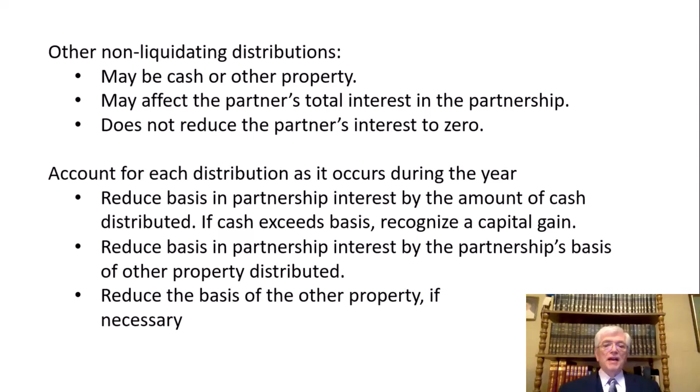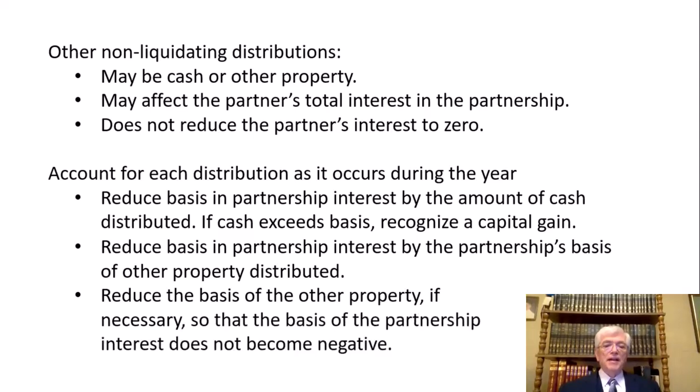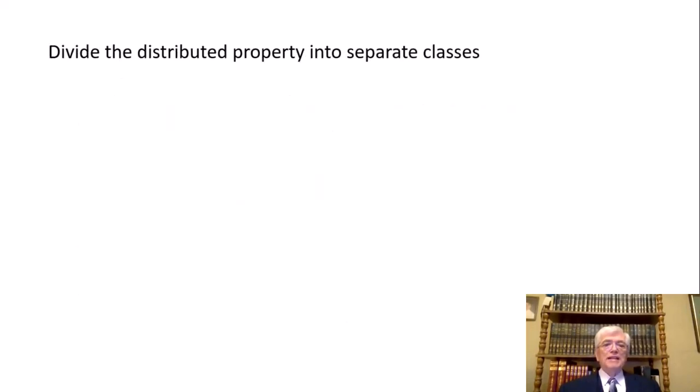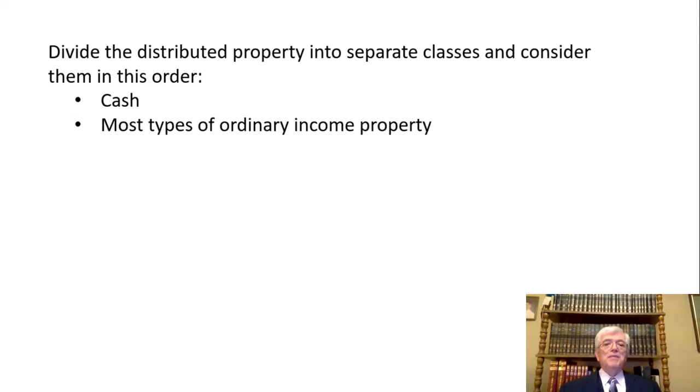Reduce the basis of that other property if necessary, so that the basis of the partnership interest does not become negative. We're going to divide the distributed property into separate classes and consider them in this order. First of all, cash. You can't adjust the basis of cash, and so cash has to be considered first. Then most types of ordinary income property. We'll talk a little bit more about those in a bit.